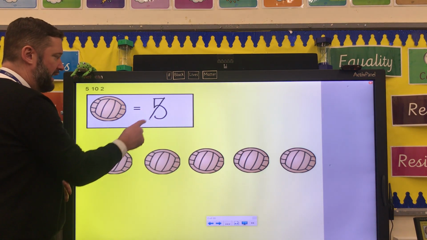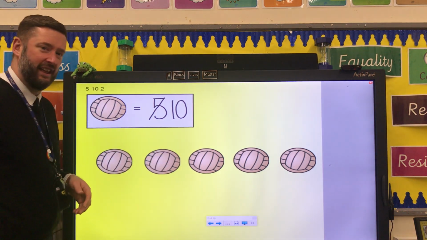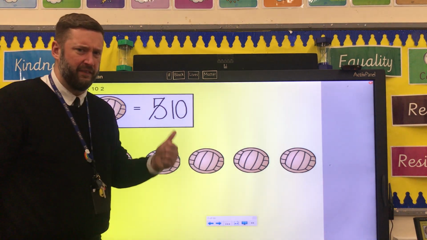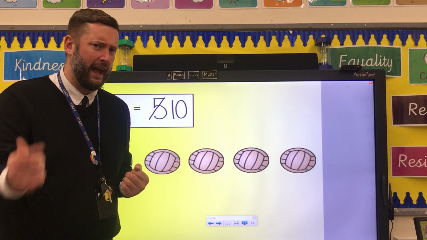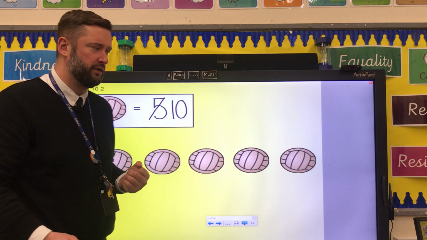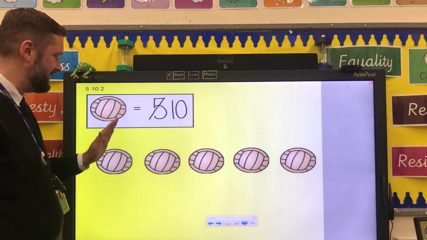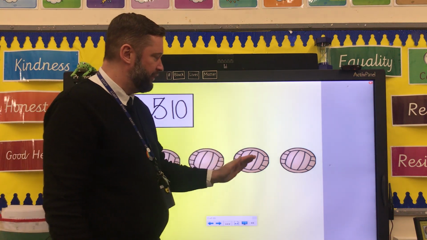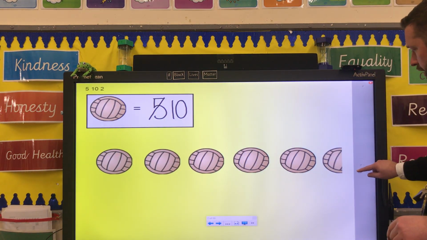What about if each had a value of 10? Now there are 5 balls. They've each got a value of 10. Do you know already what is the total? It would be 50. Let's just check. 10, 20, 30, 40, 50. Now, I'll just move this across.